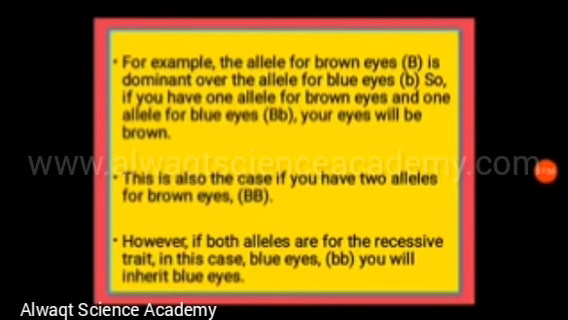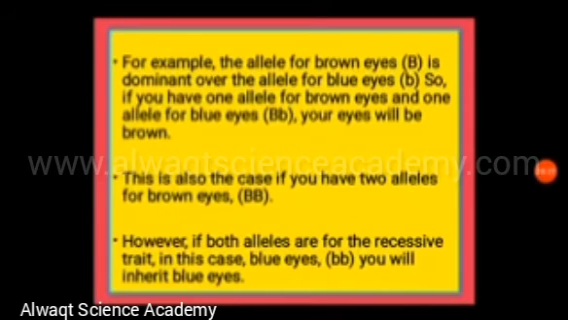So the allele for blue eye is recessive and the allele for brown eye is naturally dominant. So whenever the brown eye allele is present in an individual, it's going to determine the phenotype of the individual. That is, the individual will have brown eye, although it's carrying the allele for the blue eye.